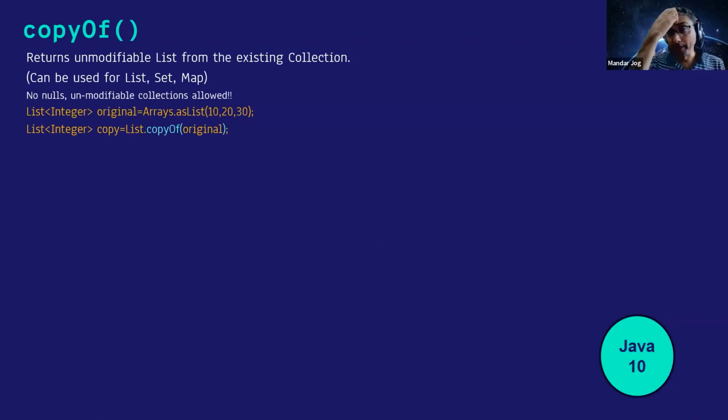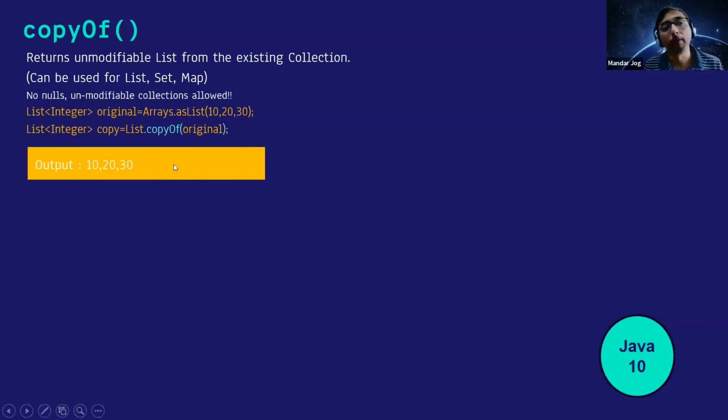Only one thing that you need to be very careful about: you cannot use nulls, or unmodifiable collections, on which you are going to apply copyOf. So the original collection should contain no null, and it should not contain unmodifiable collections. Then only you can work with that. So instead of copying or reassigning it one by one, you can just create the list, and you can say List.copyOf. Similar to that, there is Set.copyOf, there is Map.copyOf, and so on. So very simple to remember, just copyOf.